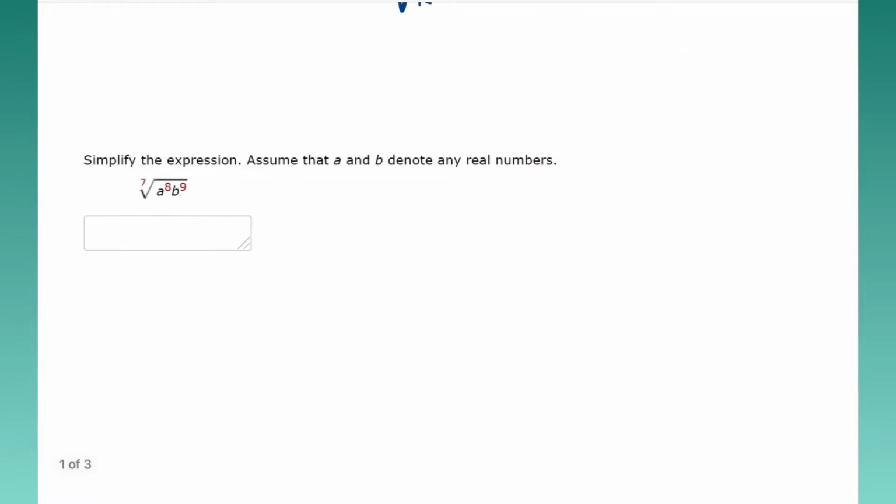Okay, so what we can do is break this up. Instead of writing it as a to the 8th, we know that 7 does not divide into 8 evenly, so we can break it up into a to the 7th times a to the 1st, because 7 and 1 make 8. And we can do the same thing for b. We can have b to the 7th, b to the 2nd. That also makes 9. 7 plus 2 is 9.